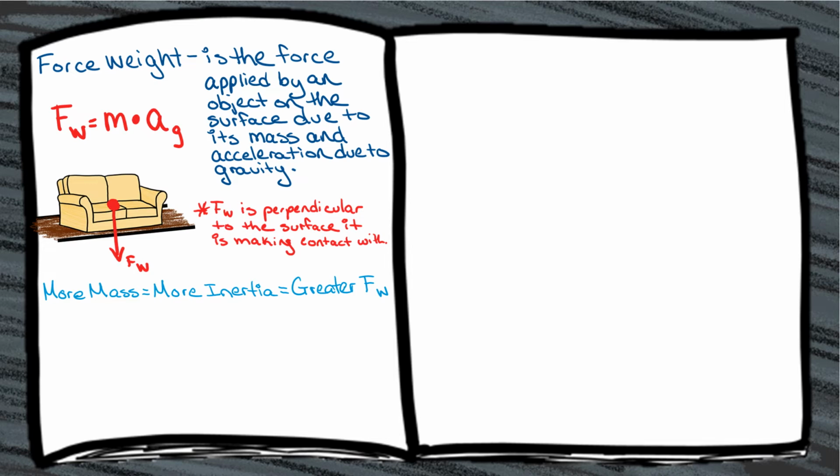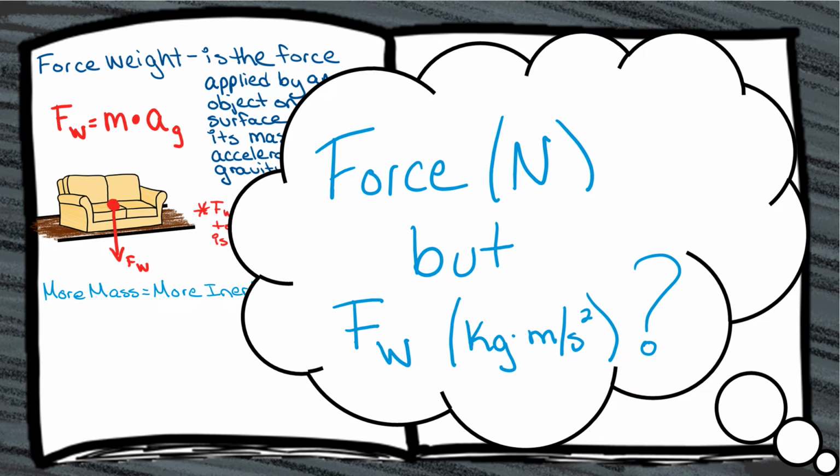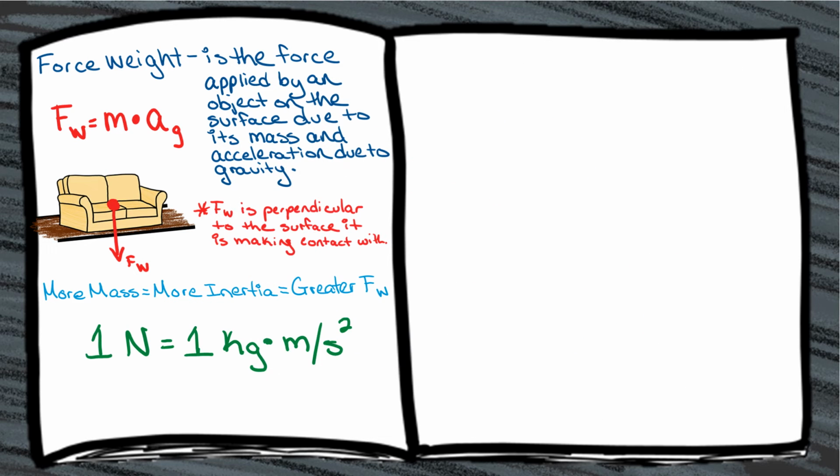Force weight is often used to determine how much inertia a particular object has since we're comparing it with other forces acting on it. Yes, Alex, the units for force are newtons, which is why 1 newton is equivalent to 1 kilogram times meters per second squared. That way, we can just abbreviate it using 1 newton instead of that long set of units.